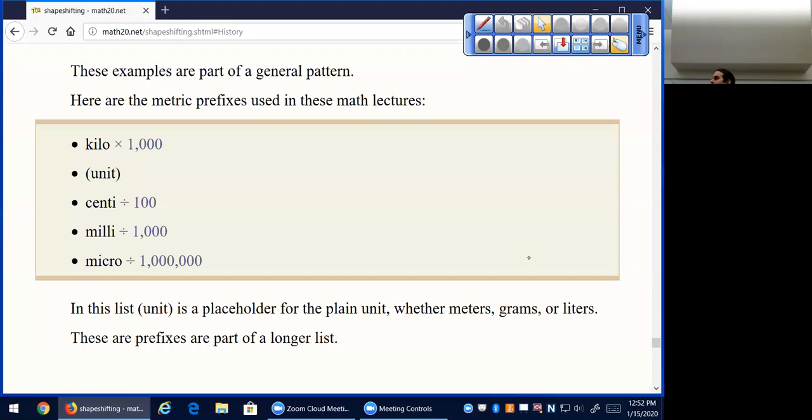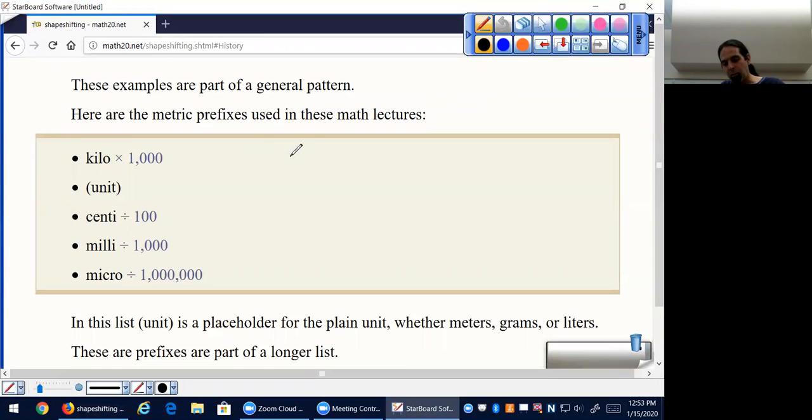Okay, a little more writing. This will make more sense once you see it in action. In fact, let's do one right now. Let's say that 4.8 kilograms is how many grams? So kilo means 1,000, so I'm going to do 1,000. If we're going from the bigger thing to the smaller thing, do we multiply or divide? Multiply. So times 1,000 will be 3 scoots, so we'll get 4,800.